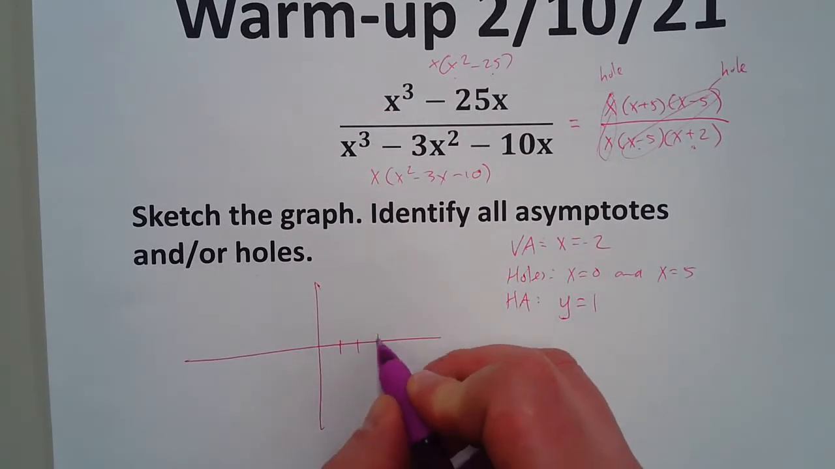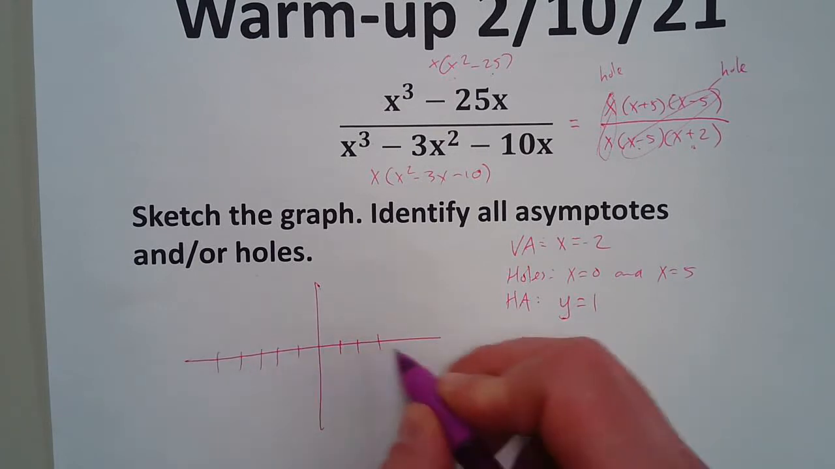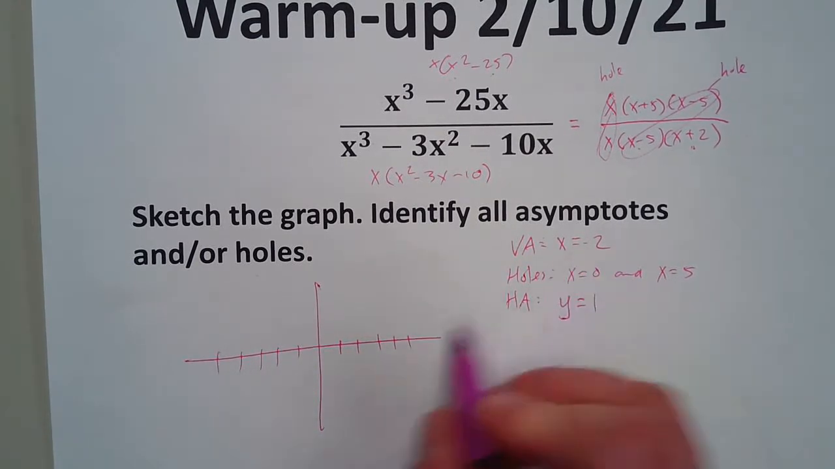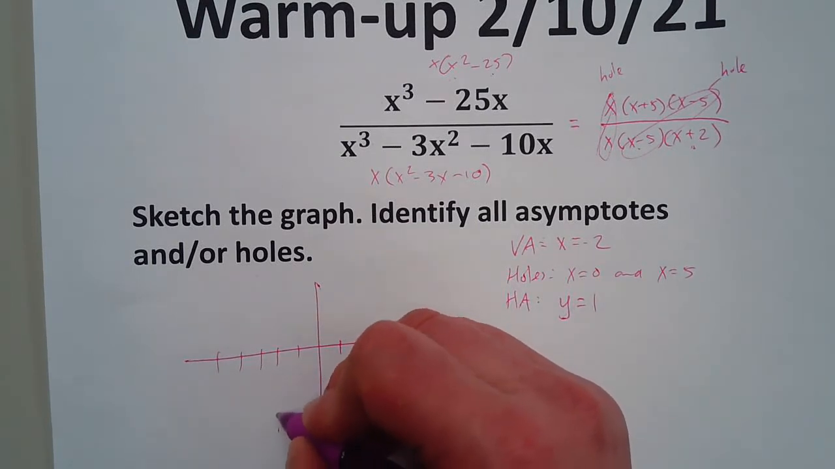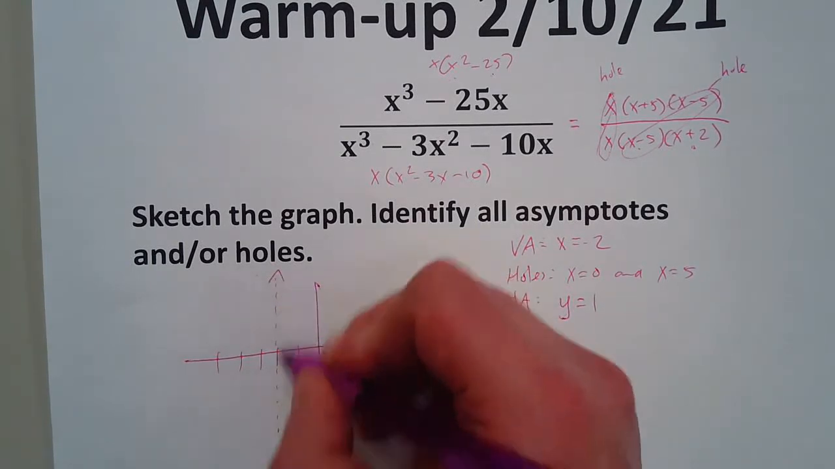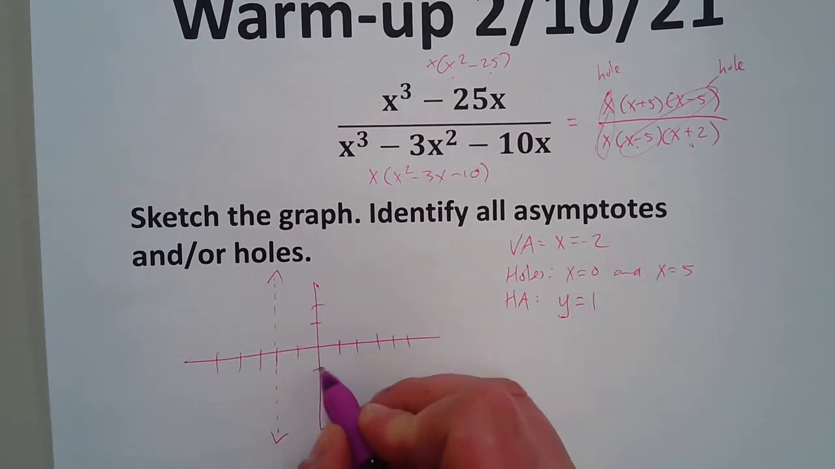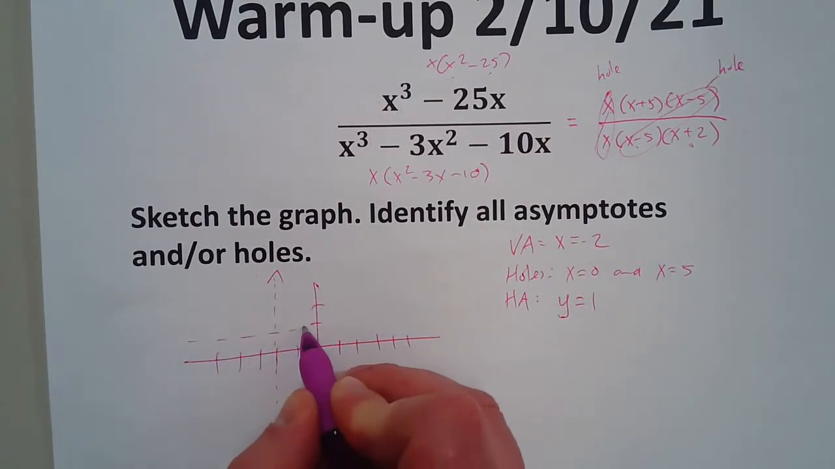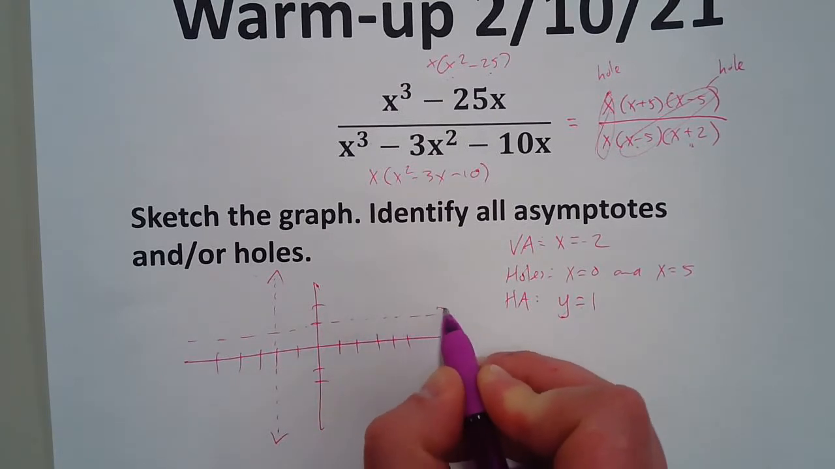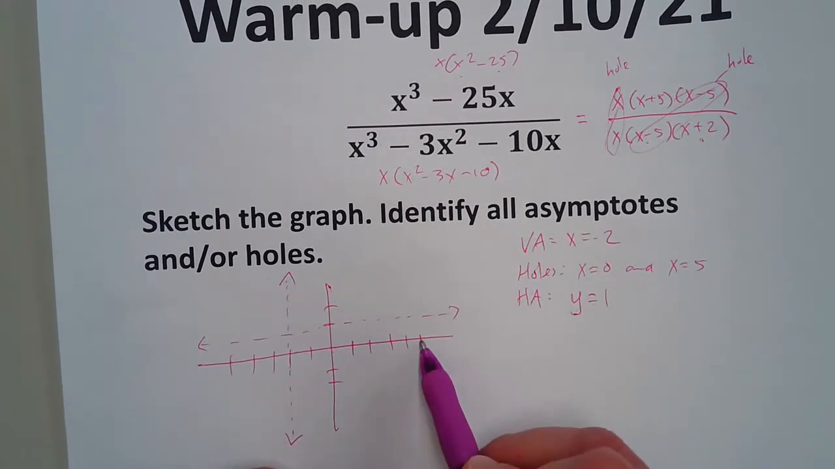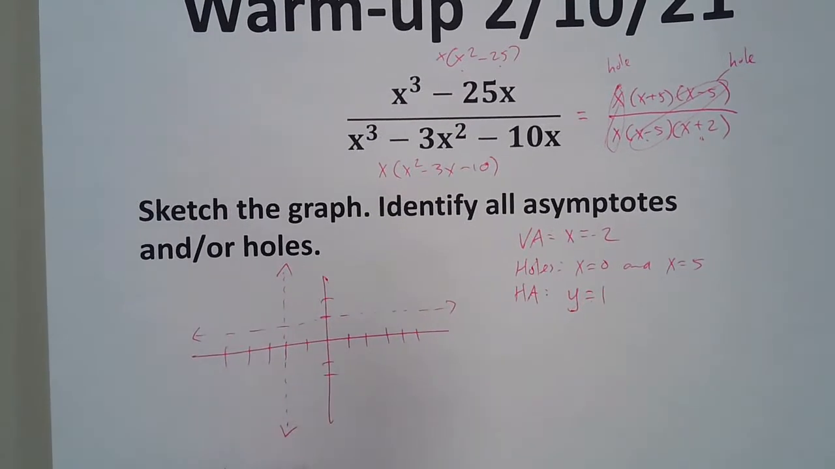So for vertical asymptotes, we're going to need to go to at least 5 here for these. Okay. So vertical asymptote at x equals negative 2. Horizontal asymptote, y equals 1. So asymptote-wise, that's all we have. When we go to make our graph, we've got to remember there's going to be a hole at 0 and at positive 5. So here and here, whenever we get to the graph, we're going to have a hole there.